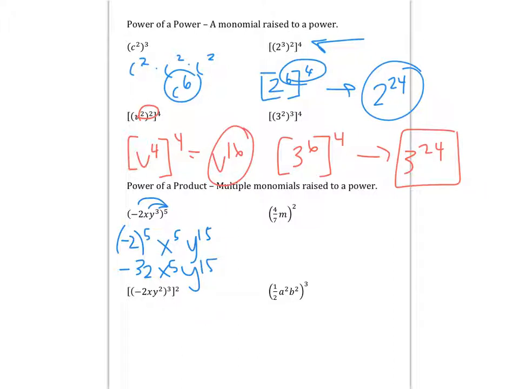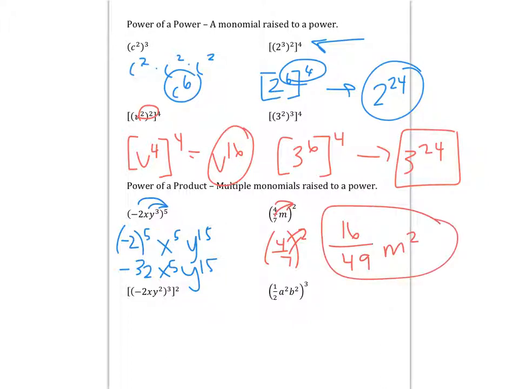and that would be my final answer. This next example, I'm going to distribute the 2 to everything, both the numerator and the denominator of that fraction, so if I have 4/7, it's going to go to the 4 and the 7, right? So 4 squared is 16, 7 squared is 49, and that can't simplify, so I'll leave it like that. And then m to the first times 2 is m squared. Circle my final answers.